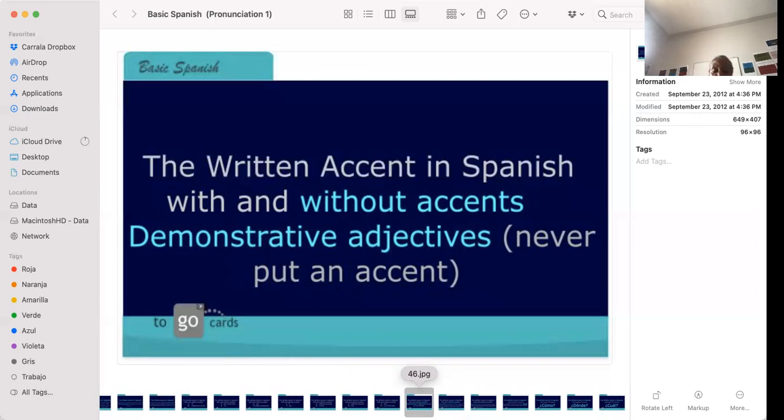And here we were talking about when the accent is not for pronunciation, but to distinguish one word from another. And I call those homophones. Yes, homophones and not homographs, homophones.